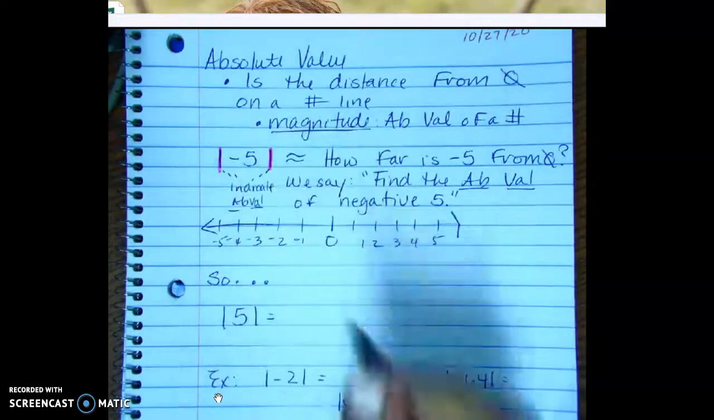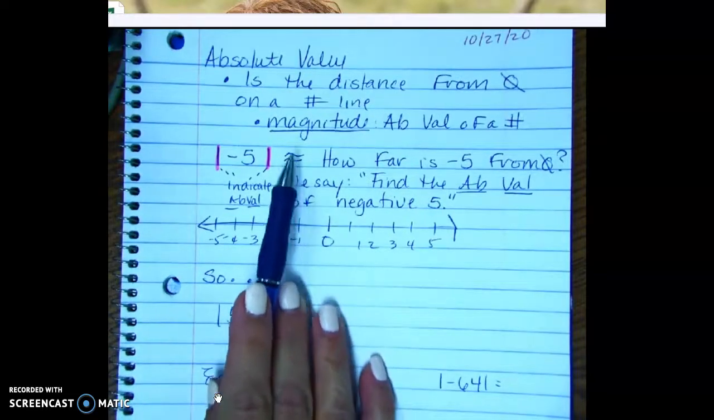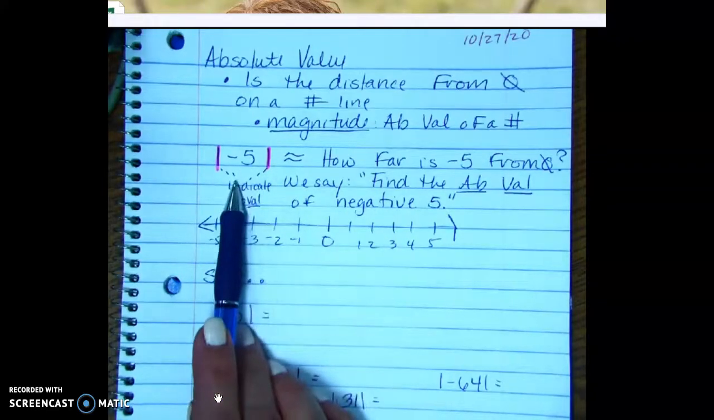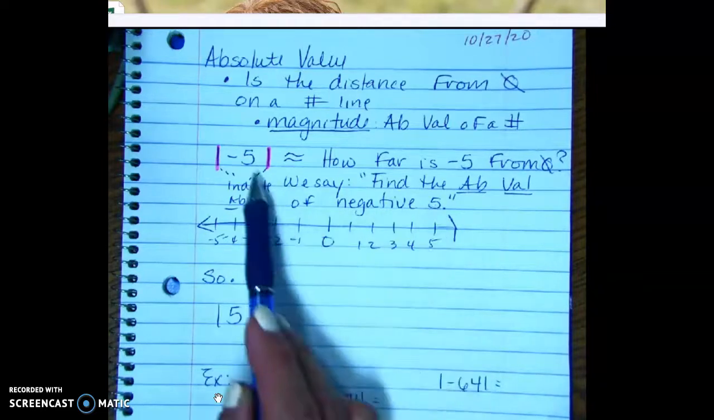And yes, I'm already abbreviating. So this here means it's equivalent or about. So what this is telling us, when we look at something like this, we say, how far is negative 5 from 0? What we would say mathematically is, find the absolute value of negative 5.